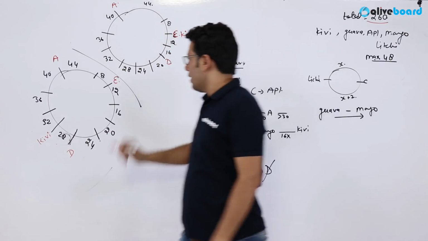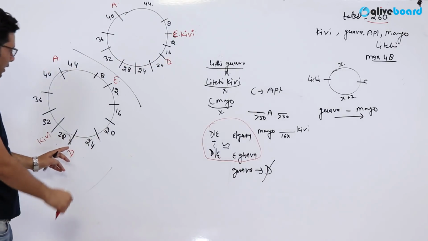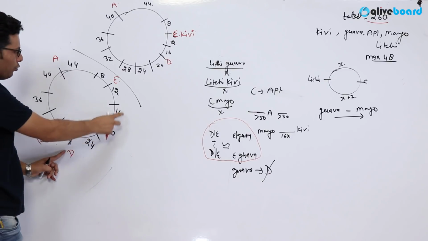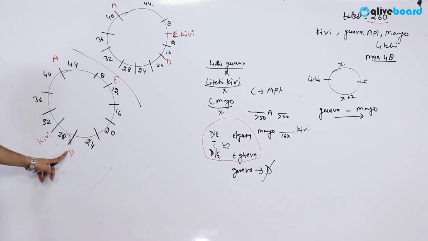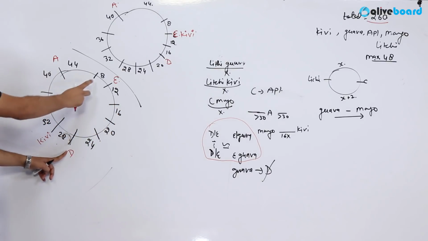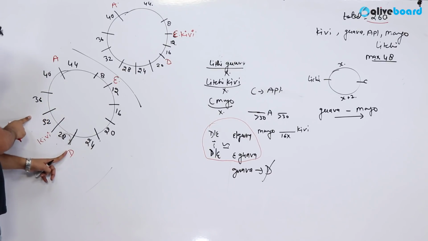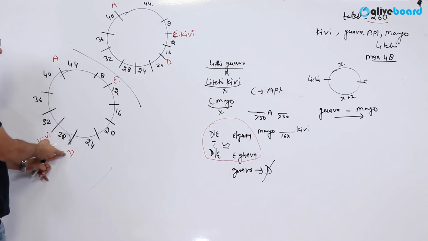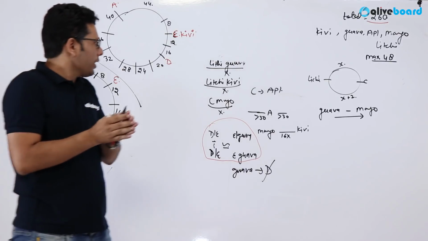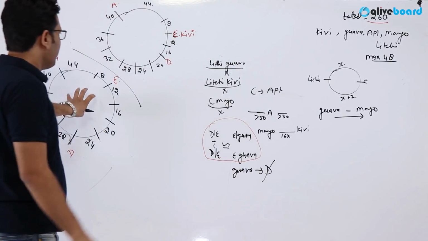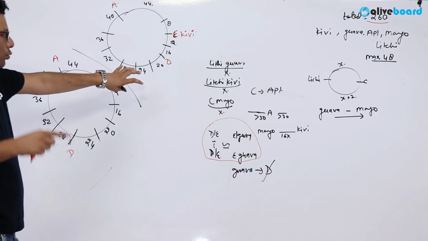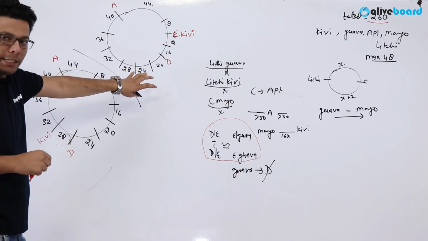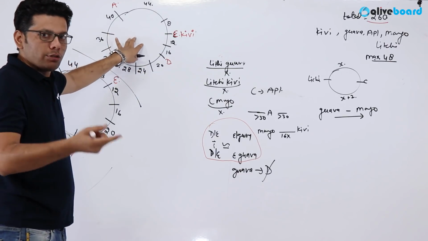Okay, in this scenario, what is the number of persons between D and E? 1, 2 and 3. So E and guava will again have 3 persons, 1, 2 and 3. Guava would be here or guava would be here. So now we need to take into consideration the negative data and work accordingly. Let me draw it again according to that.